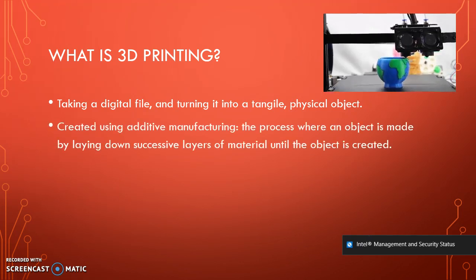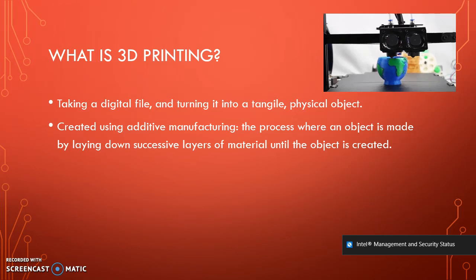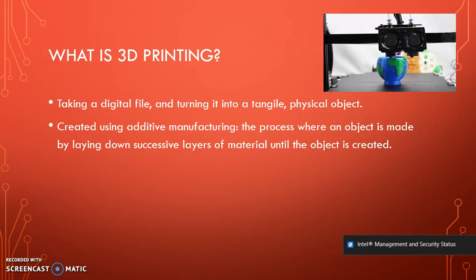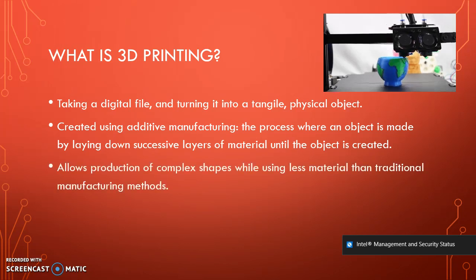It's created using additive manufacturing. That's a process where you create an object by laying it down through successive layering, on top of layers, creating the material until it's completely created, which is the 3D model you have. It allows for the production of complex shapes while using less material than traditional manufacturing methods.